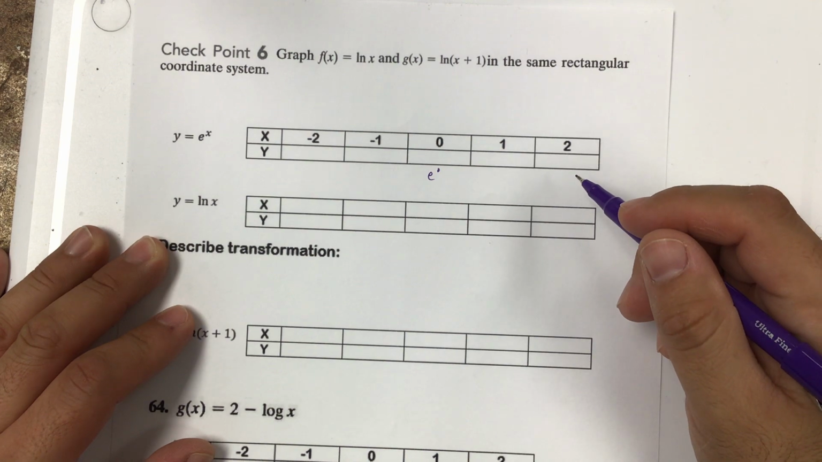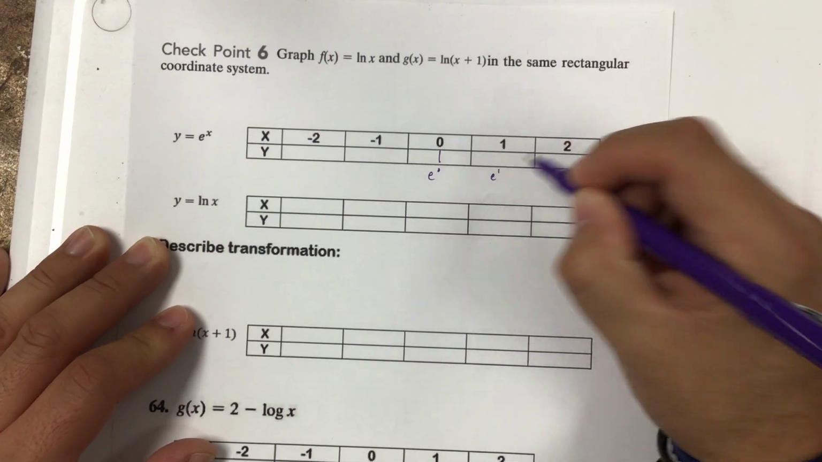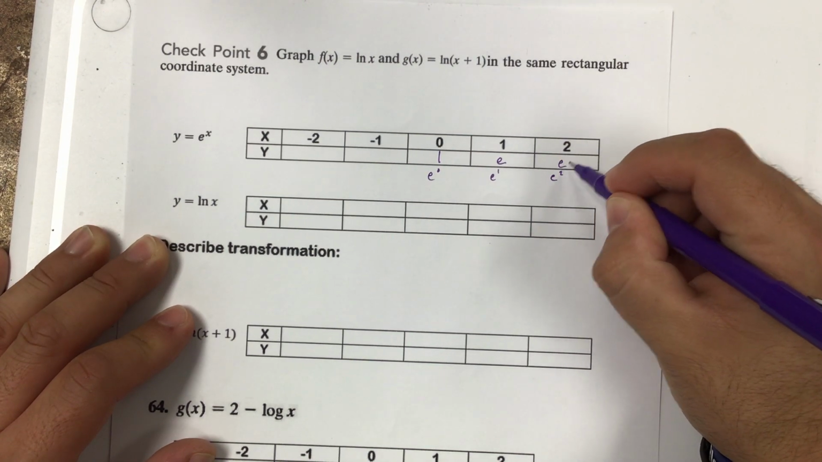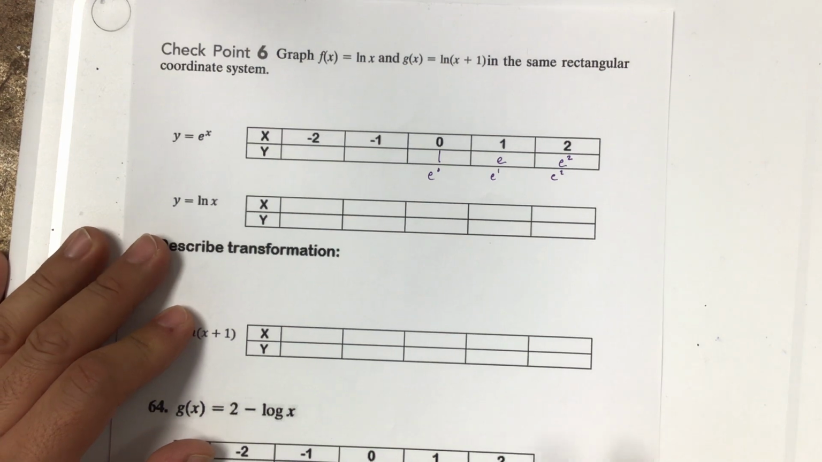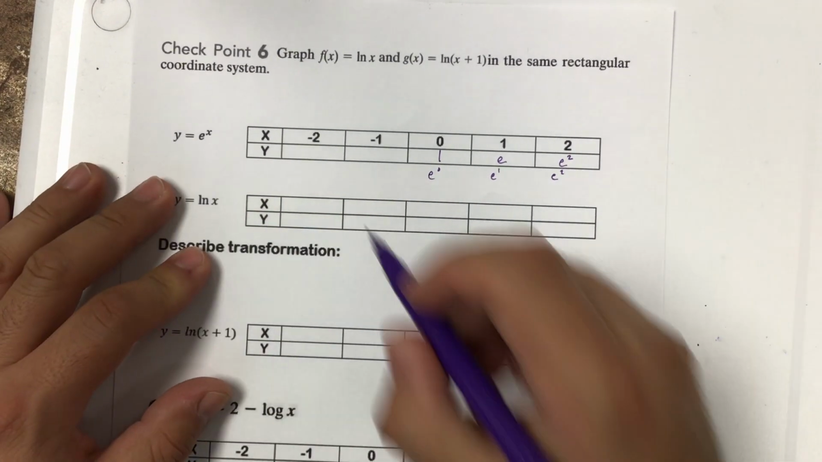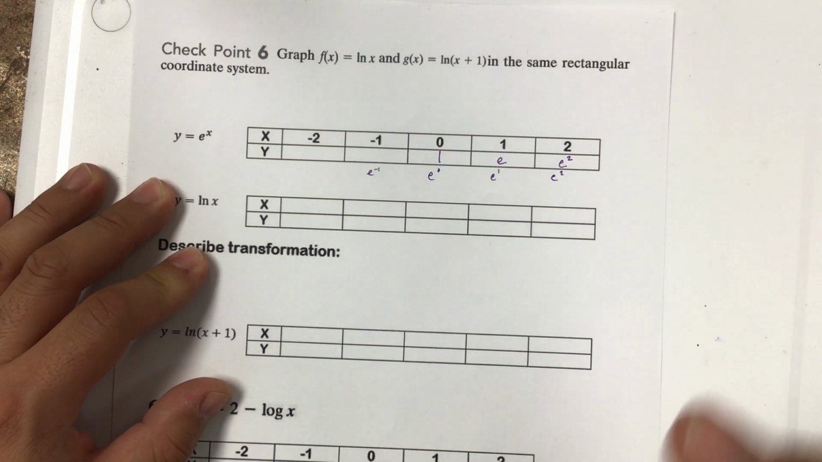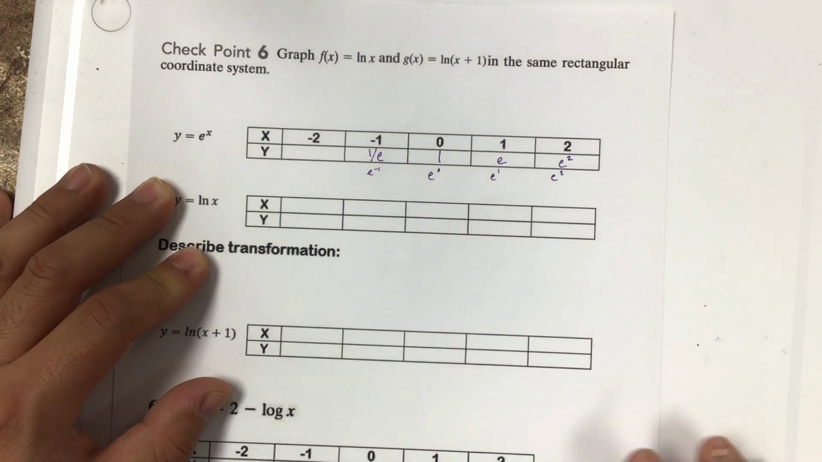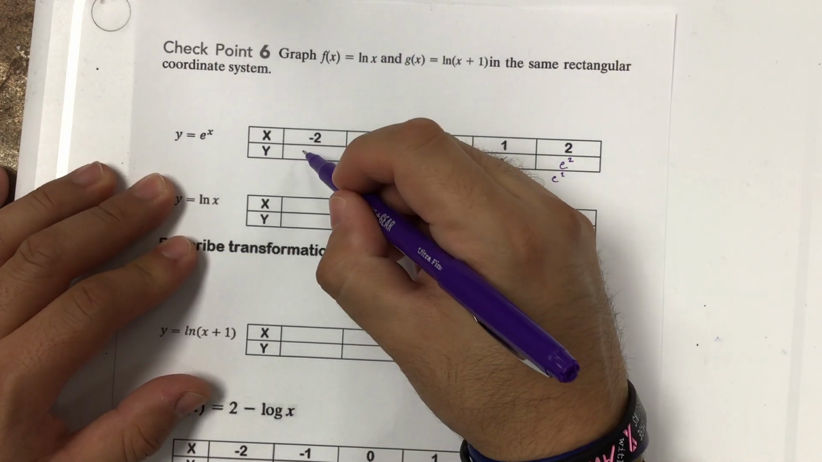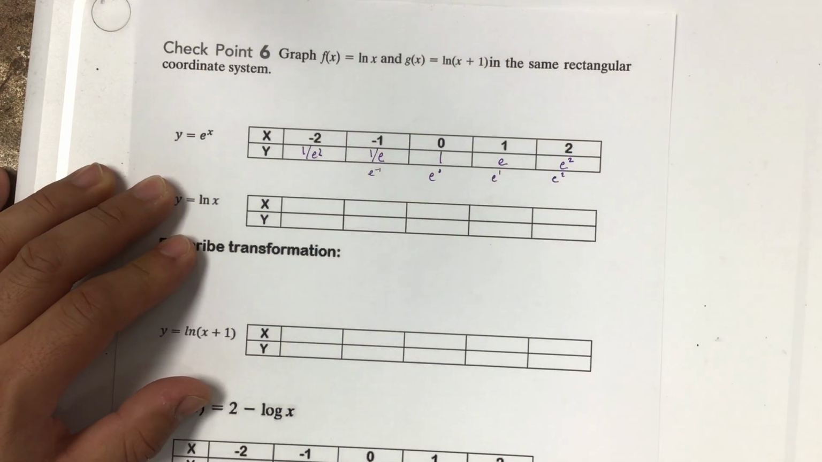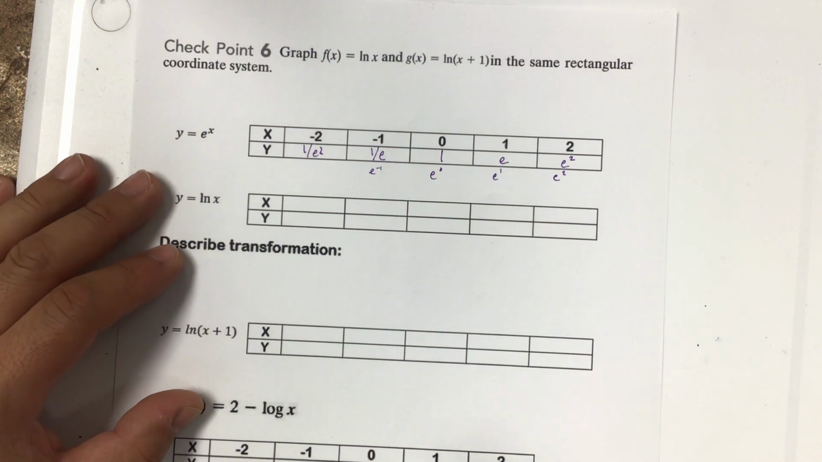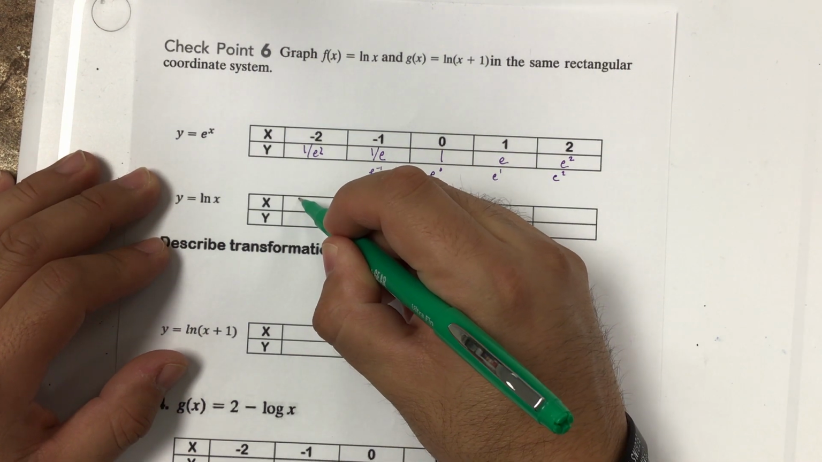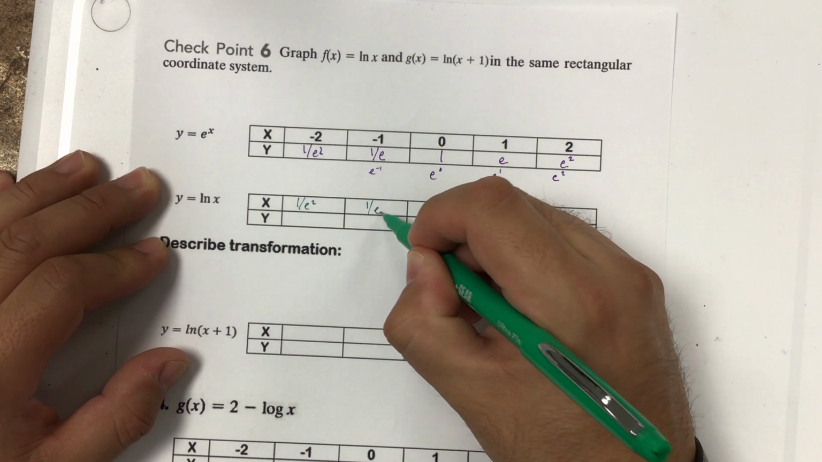What's e to the 0 power? 1. What's e to the first power? E. What's e to the second power? E squared, right? So that's pretty simple. It's just what it comes out to. Now, when we raise it to the negative exponent, what do we do? You flip it. So what would this one become? 1 over e. What would the -2 be? 1 over e squared. All right. Who can tell me my new x values for the inverse? 1 over e squared. 1 over e.